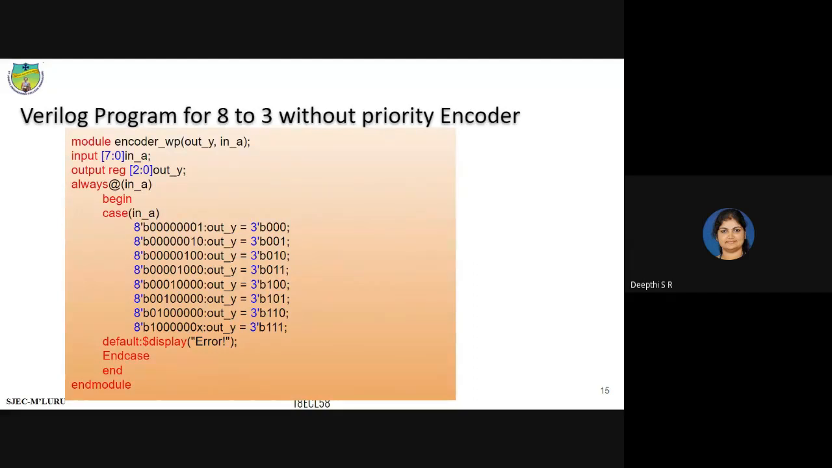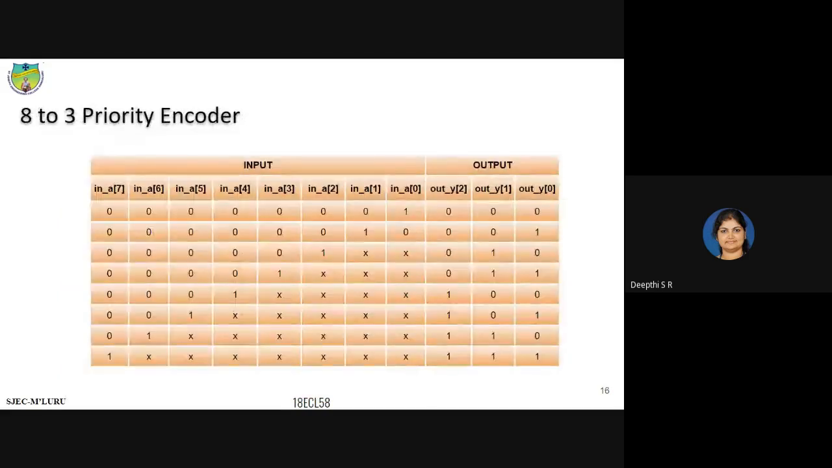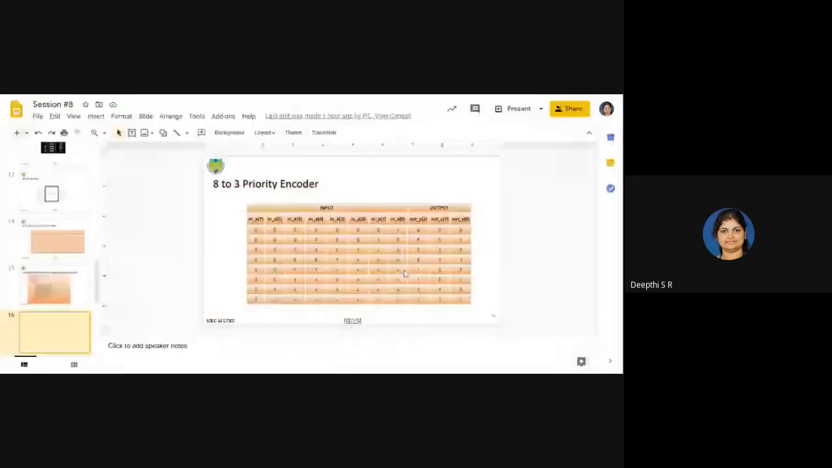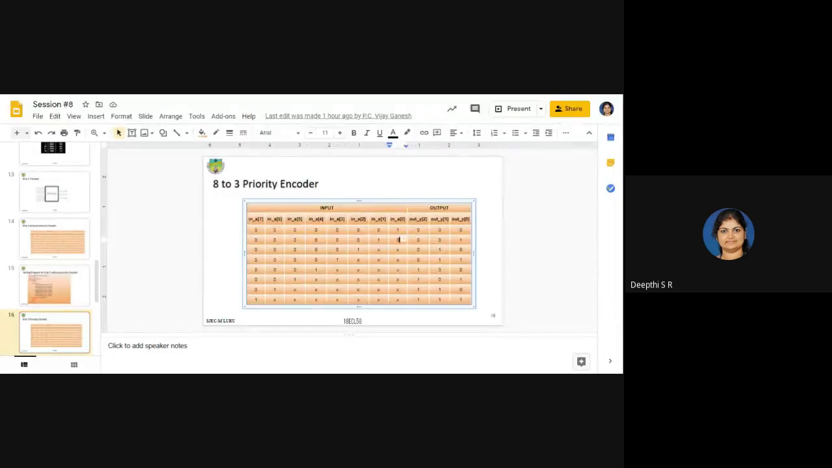Similarly, you have the 8:3 encoder with priority. It is very similar to your 4:2 priority encoder. Here also the priority is given to the MSB. So you can see here, this is a mistake. It was supposed to be X here.